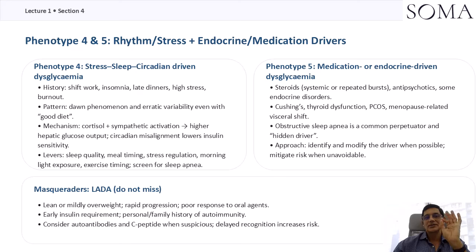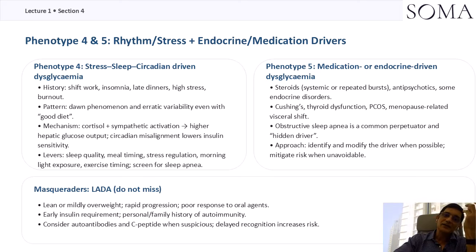And this phenotype requires a different kind of intervention. You must address sleep duration and sleep quality. Sleep apnea screening is indicated. Circadian meal timing, stress regulation strategies, morning light exposure, exercise timings, and realistic routines for shift workers. And in these patients, if you ignore sleep and stress, dietary changes often fail. And if you fix circadian biology, glucose can improve even without extreme dietary restrictions.